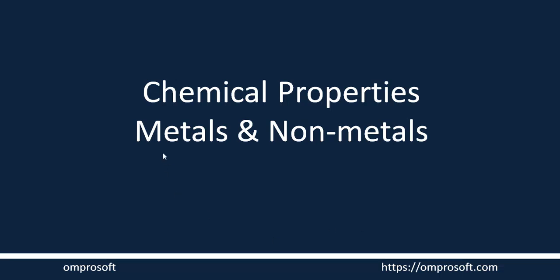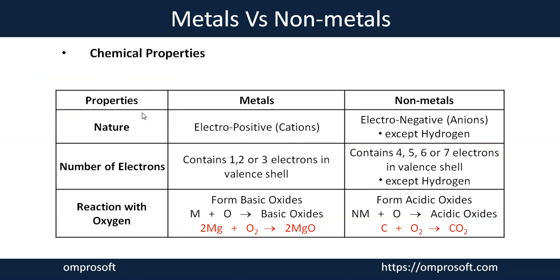With this session, we are going to differentiate metals and non-metals on the basis of their chemical properties. So here we are. First we discuss the nature of metal and non-metal. Metals are electropositive in nature, which is also called cations, because when metals take part in a chemical reaction, they always give electrons to other elements. That is why they are called electropositive elements.